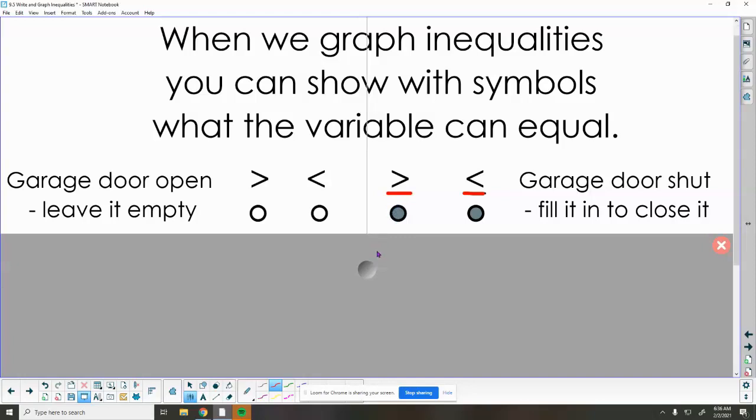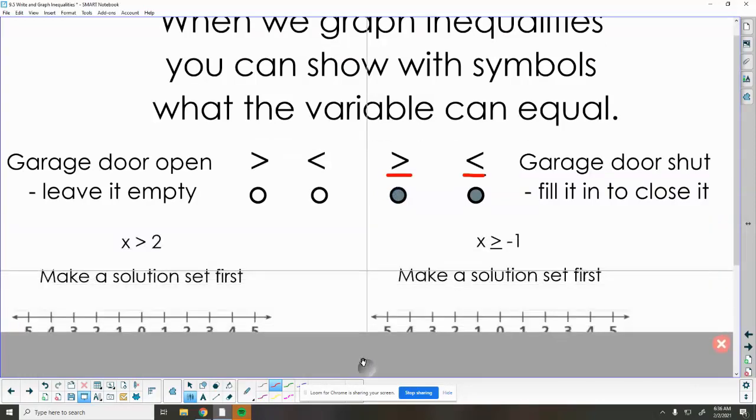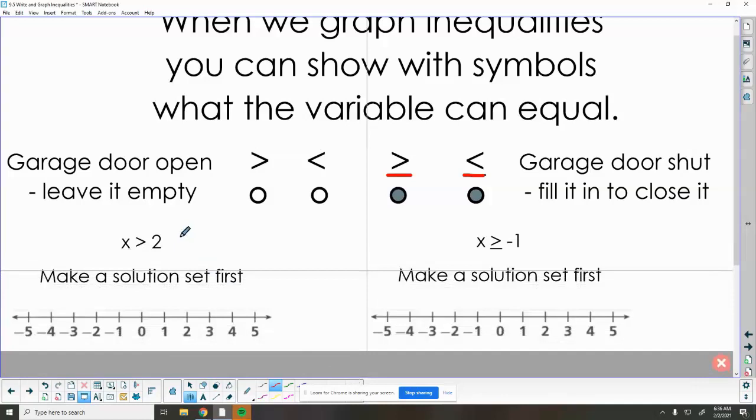So let's take a look at how I would graph these. Let's start here. We have x is greater than 2. The very first thing we want to do is make our solution set. I want you to think of 3 things that x can equal. And again, remember, keep them simple. x is greater than 2.